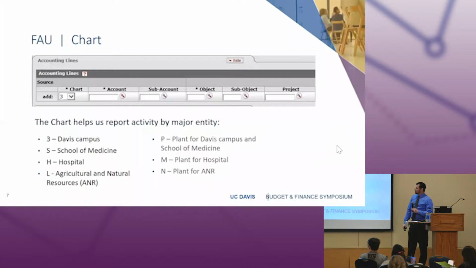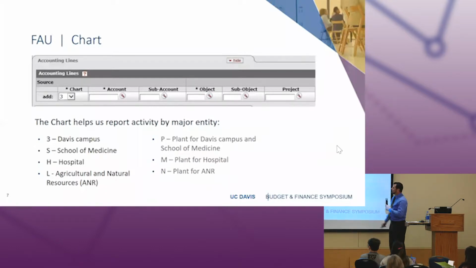And then, where's our capital asset people? Back in the back. Got to recognize our staff over here for capital asset. So they're the ones who are dealing with the chart P, chart M, and chart N transactions that have to take place.